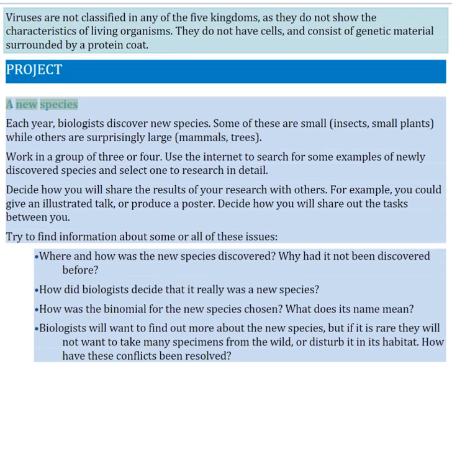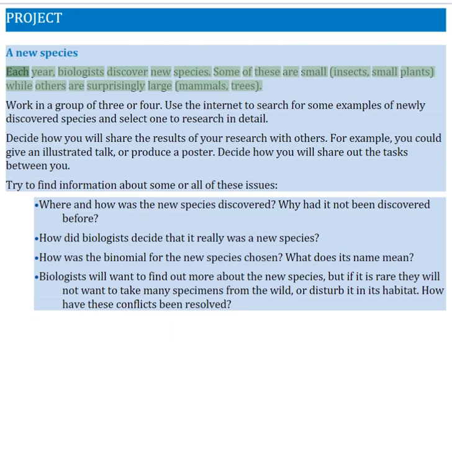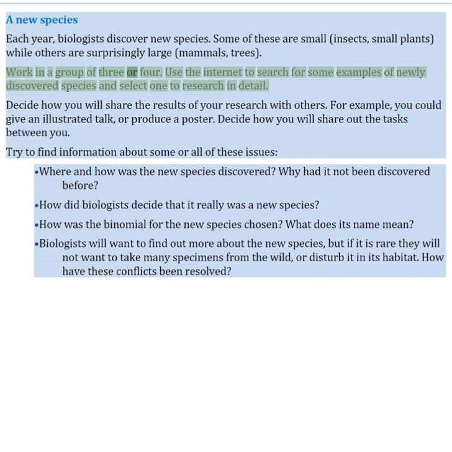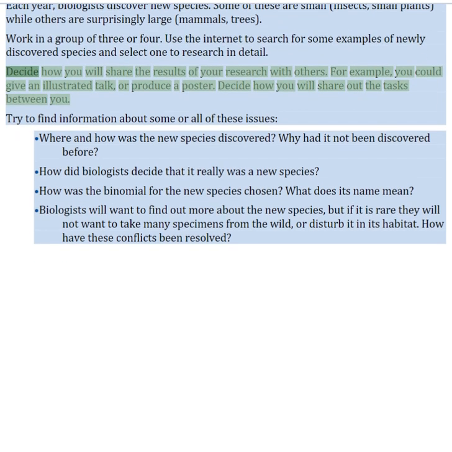Project: A new species. Each year, biologists discover new species. Some of these are small while others are surprisingly large. Work in a group of 3 or 4. Use the internet to search for some examples of newly discovered species, and select one to research in detail. Decide how you will share the results of your research with others. For example, you could give an illustrated talk, or produce a poster. Decide how you will share out the tasks between you.